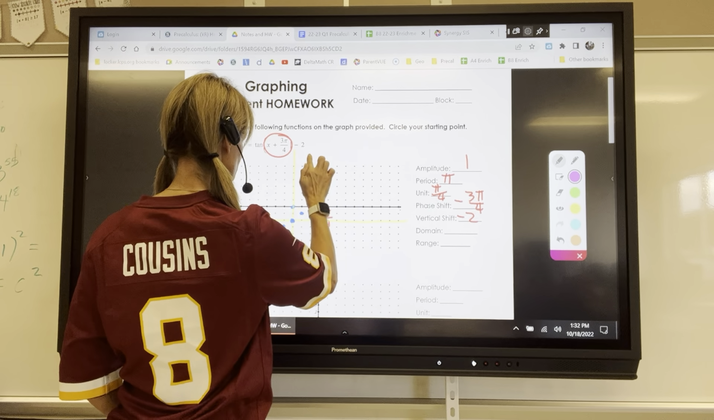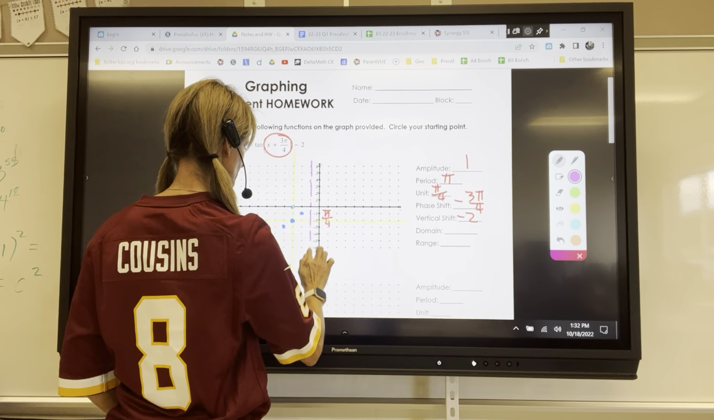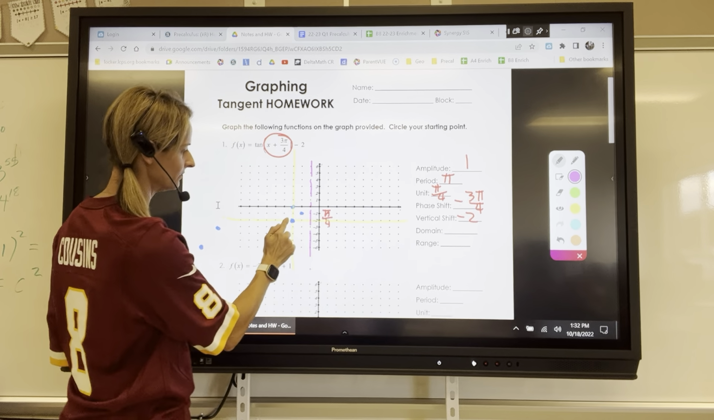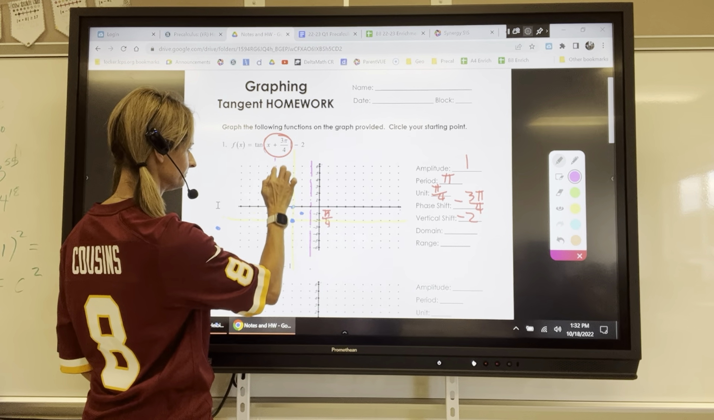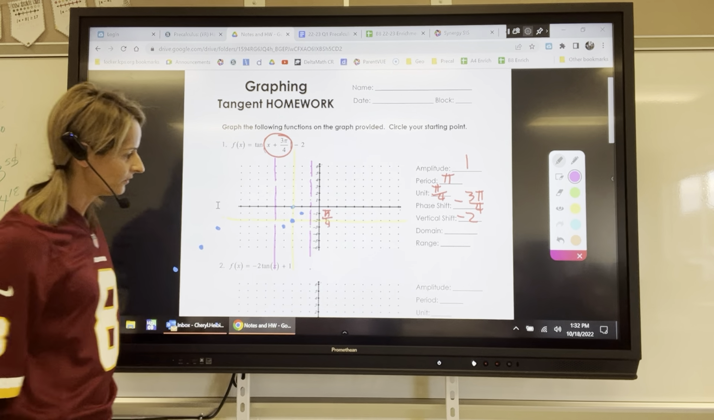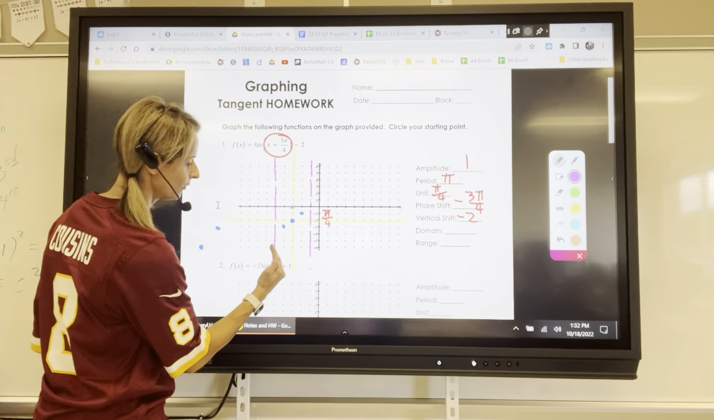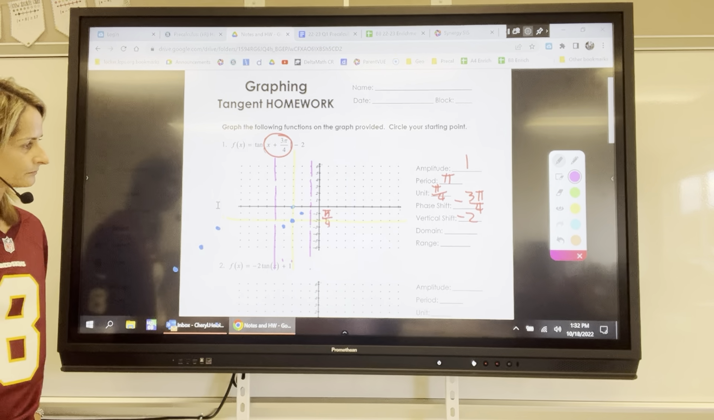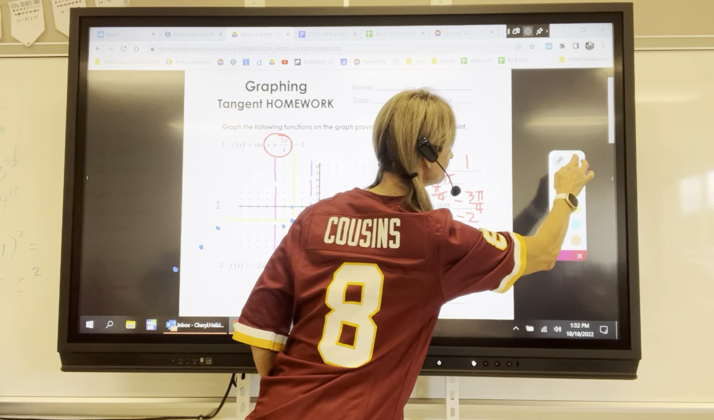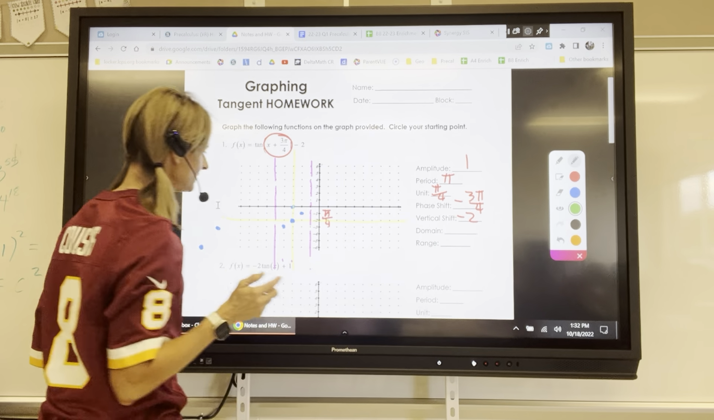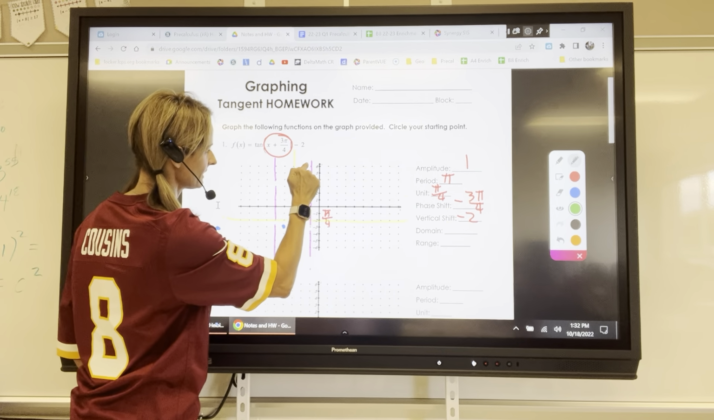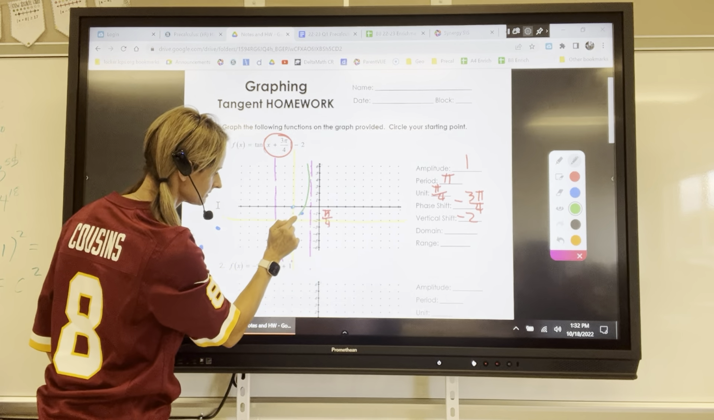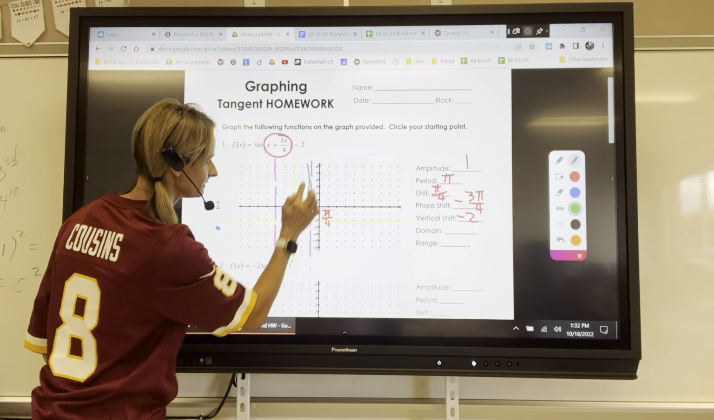Let's see, my asymptotes. So I'm going to count over 2, left 2. So now that's one full period. 1, 2, 3, 4, 4 units. And from there, all you need are those 3 points. We're approaching asymptotes on either side. And that's it. Now we're going to repeat it.